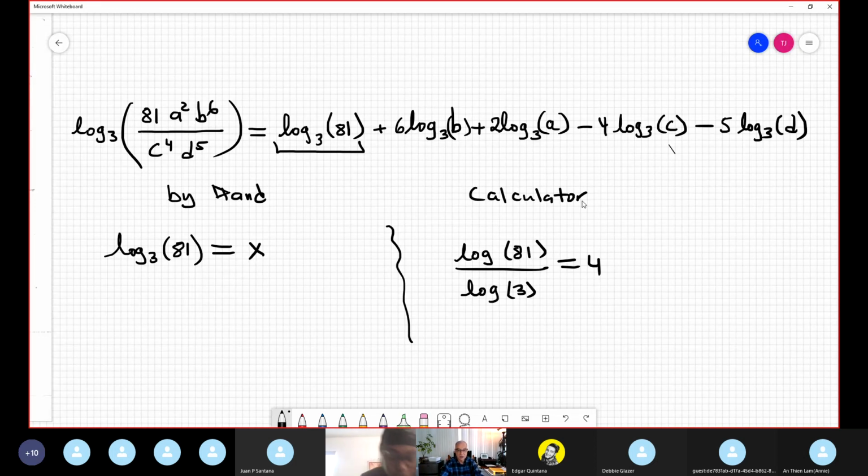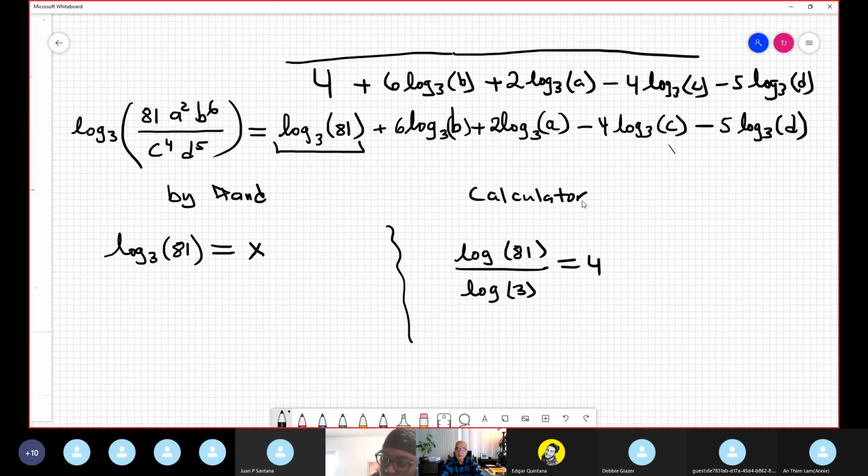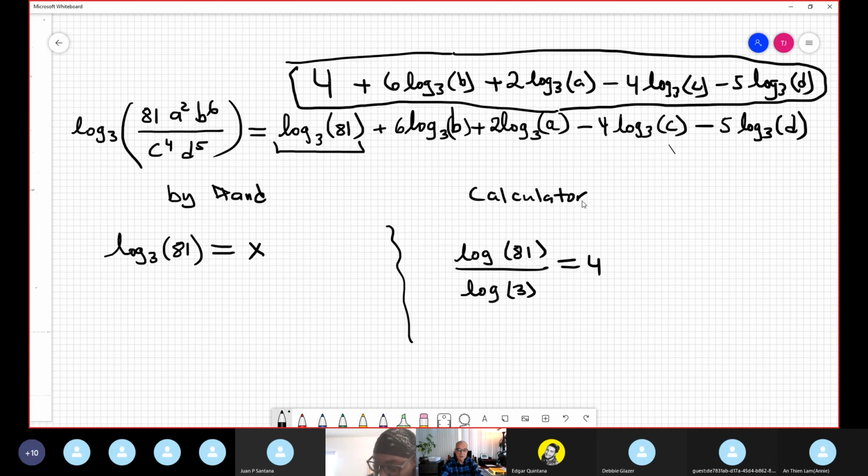And my final answer is just replace this by 4. 4 plus 6 times logarithm base 3 of b plus 2 times logarithm base 3 of a minus 4 logarithm base 3 of c minus 5 logarithm base 3 of d. This is my final answer. Okay, and that's it.